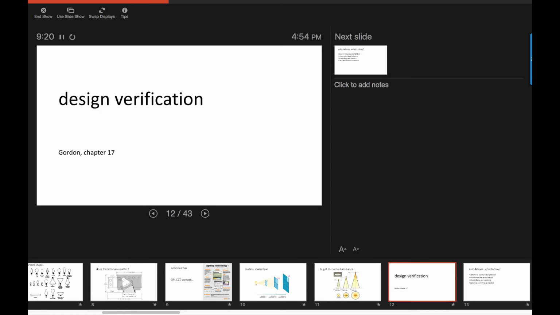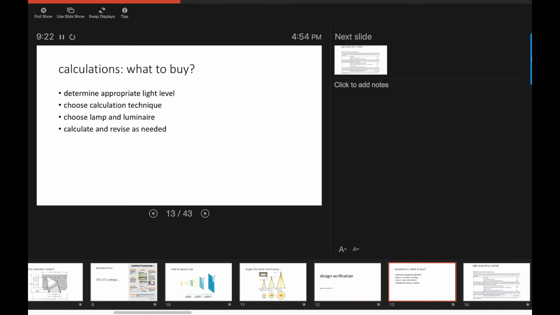Now we're going to talk about design verification. And what that basically means is calculations. Do you get what you hope you're going to get? I like to think of it as what to buy. Back in the old days, you could change the characteristics of lighting by just swapping out the light bulbs. If you changed a PAR 38 from a 50-watt PAR 38 to a 150-watt PAR 38, you'd get a lot more light. It was easy. Nowadays, it's a little different because of LEDs and the way they function. But basically, the features are the same.